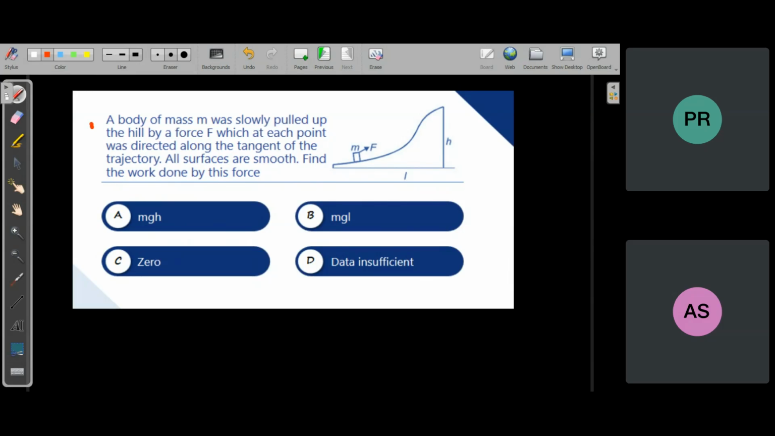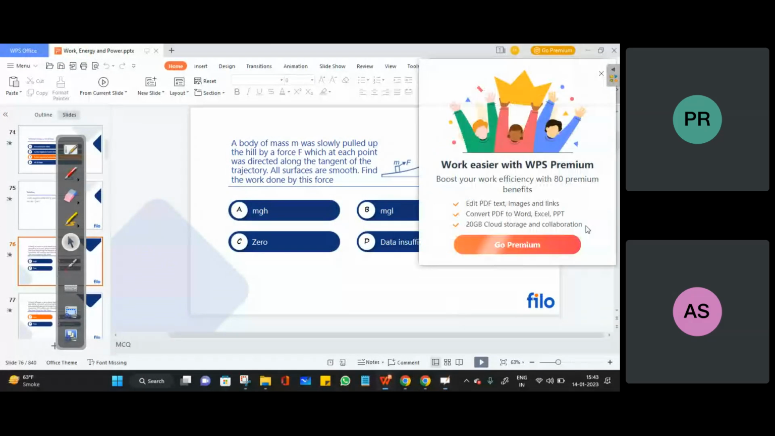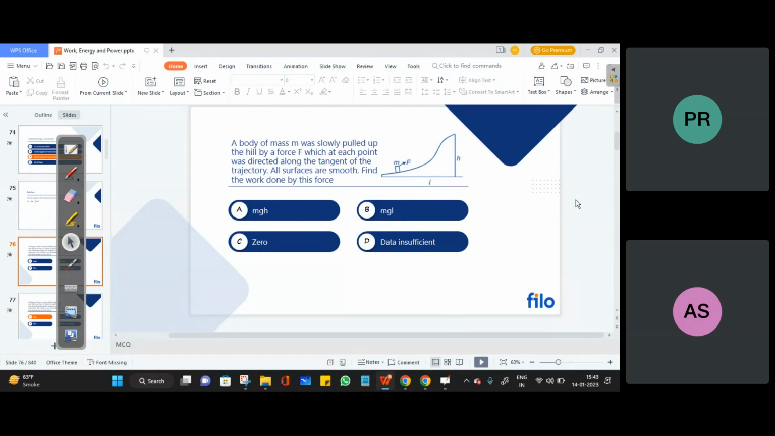What are you getting? Which option? Data is insufficient, sir. This is the answer. Sir, should we consider the work done by the normal reaction also? Work done by the normal reaction is 0. Not always 0, but in this case 0. MGH will be the answer. So we cannot say that in every case it is zero, sir? No, not in every case, depending upon the case.